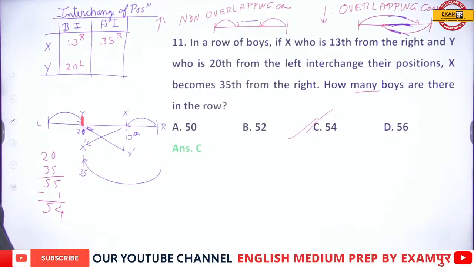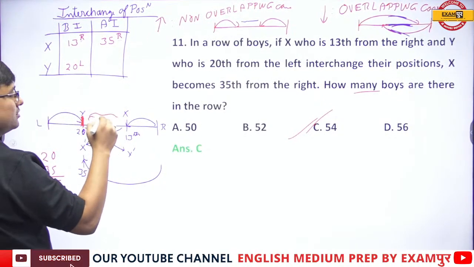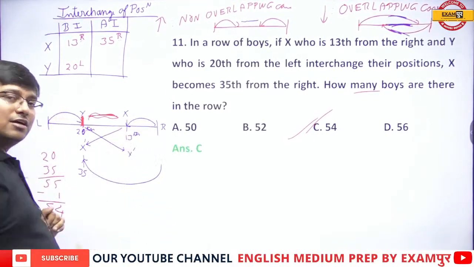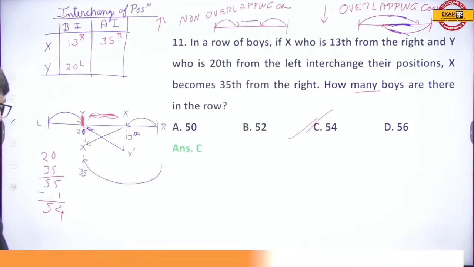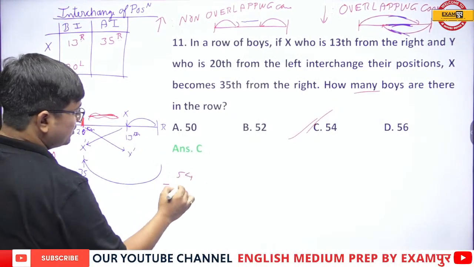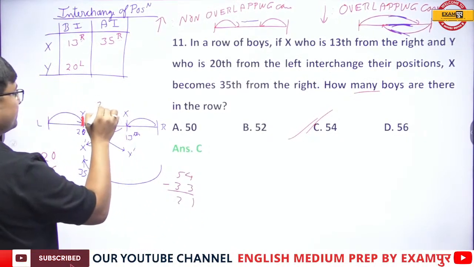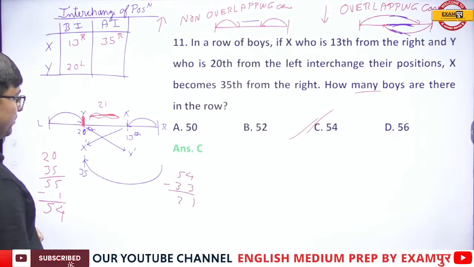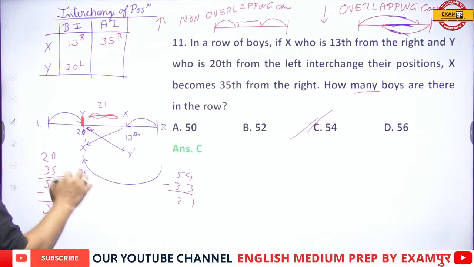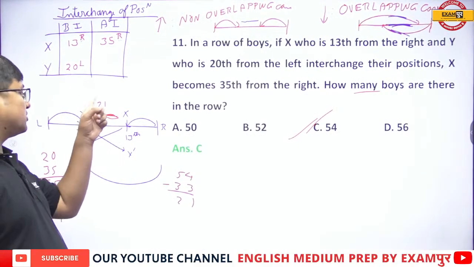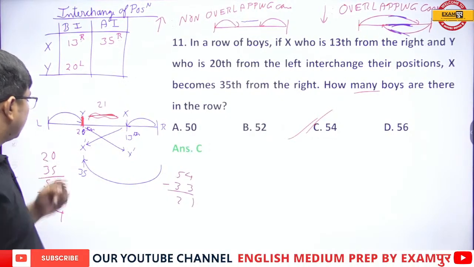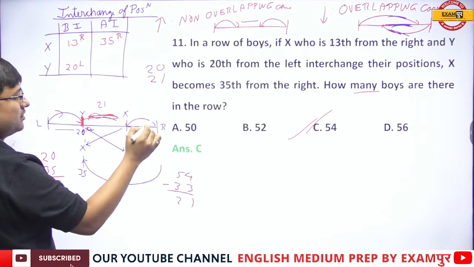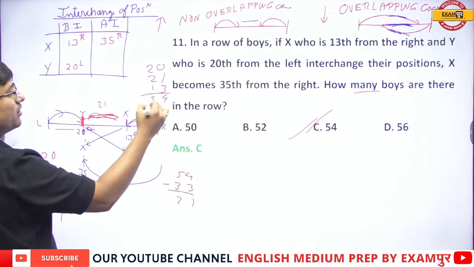But now what can be the other question? The other question can be the number of persons in this region, or number of boys in this region. Even that is very simple. 20 plus 13, 33. Total persons are 54 we have got. If you subtract 33, you get 21. So 20 plus 21 in this region, plus 13 till here. The moment you add them, you again get 54.